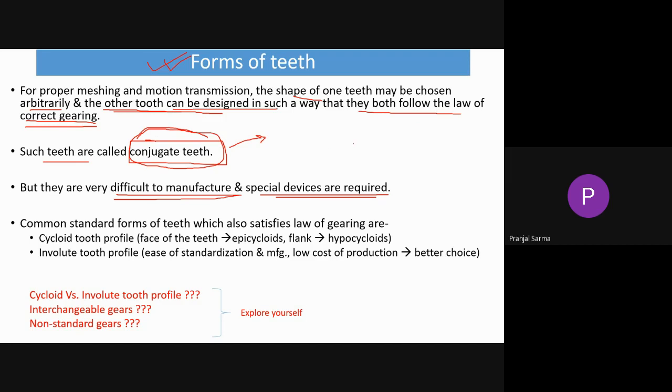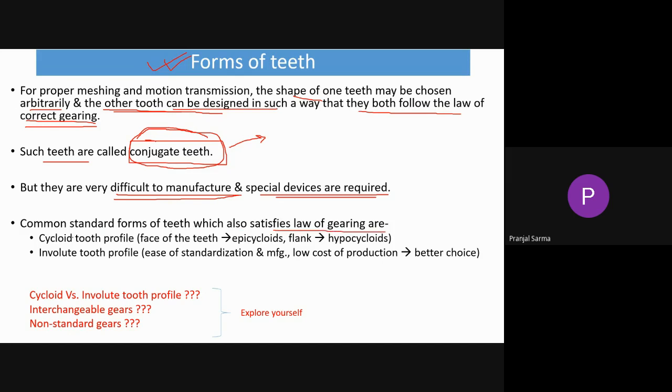For the standard tooth profile, manufacturing is very easy because we already have standard devices and standard methods for manufacture, readily available. All those design parameters, design data, and design formulas are already available. We can just put in the values, get the answers, and considering those parameters, we can design and manufacture it. That is why it is useful. We must know about the common or standard forms, and they definitely fulfill the law of gearing.